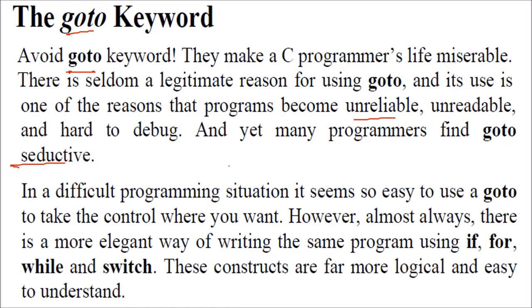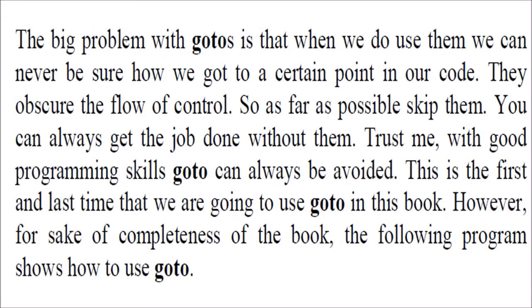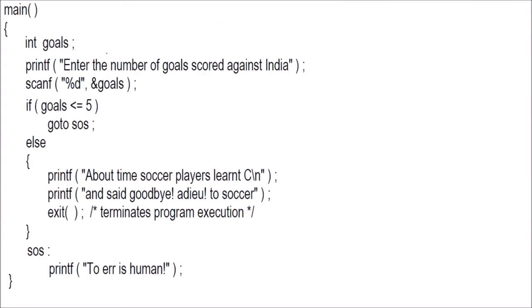So goto takes you to any part of the program, but in fact you can write the same program with if, for, while, and switch. This is a more elegant way. The big problem with goto is that you don't know where your flow of control has gone. You can skip a part, which means that portion will be unreachable code. You can go anywhere, and if you have multiple gotos, then it will be very difficult to handle your program. So I'll give you an example.